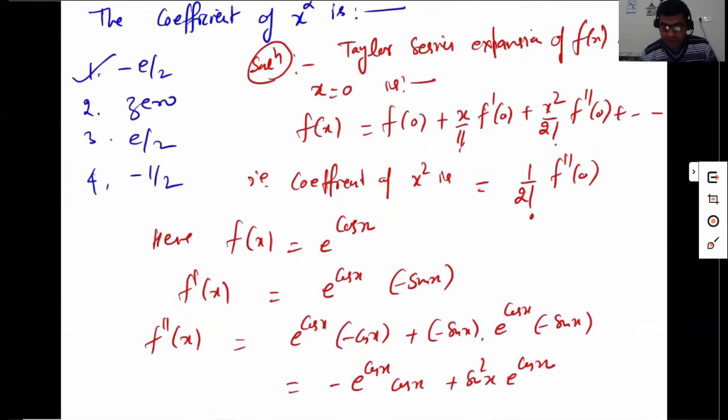So f(x) was given as e to the power cos x. If I differentiate, f prime x gives me e to the power cos x times minus sine x. Then I have to differentiate one more time: e to the power cos x as it is, and the differentiation of minus sine x is minus cos x, plus minus sine x as it is, and the differentiation of e to the power cos x is e to the power cos x times minus sine x. All right, and then I have to calculate this f double prime x at x equal to 0.